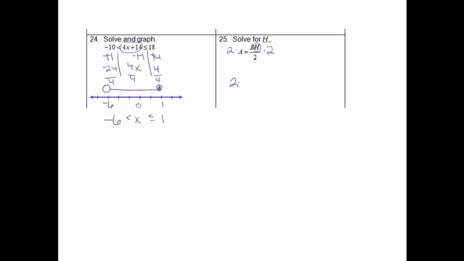2 times a is 2a equals, the 2's are gone, that's why we did that, and I'm still left with bh. So I'm still going to circle that h. Now if I'm solving for h and I want to get rid of that b, we're just going to divide both sides by the b. So now the b is gone, so I'm left with 2a over b is equal to h. It is now solved for h.